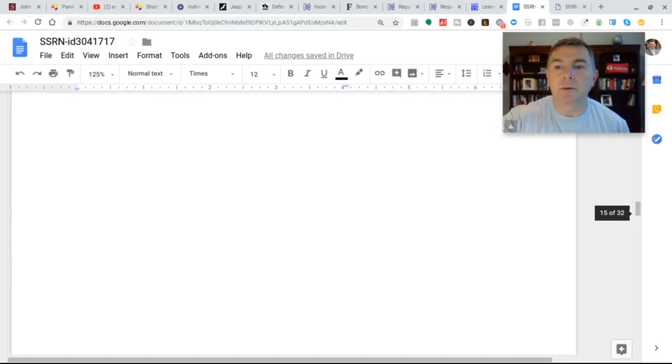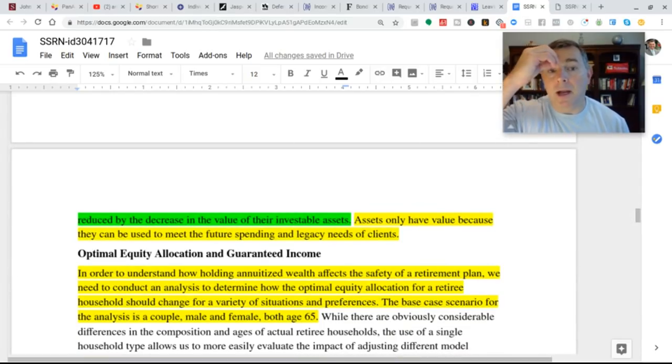Excuse me. I want to keep going down here. There's a couple of blanks. All right. Because assets only have value because they can be used to meet future spending.